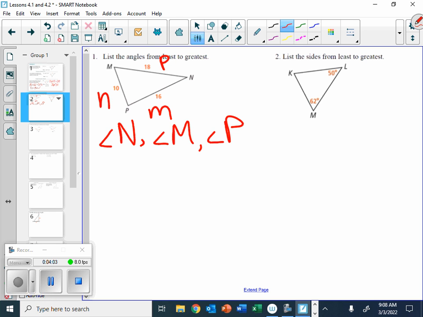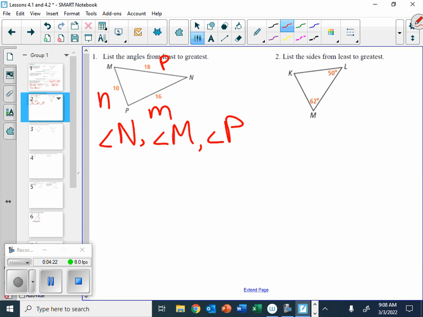So the smallest side is side N. That means angle N is also going to be the smallest. You can probably tell that from the picture as well, that N looks smaller than M and P. But I want you to have a reason for saying that, not just, oh, that one looks smaller. Actually have a reason behind it.